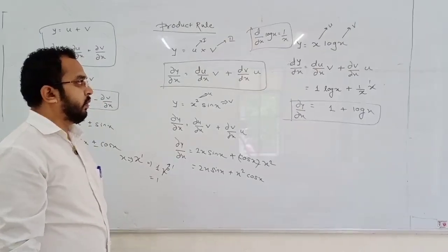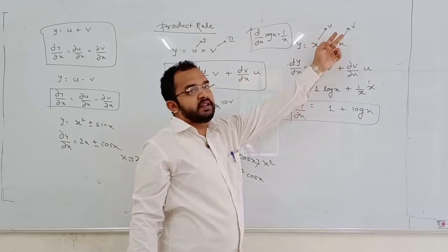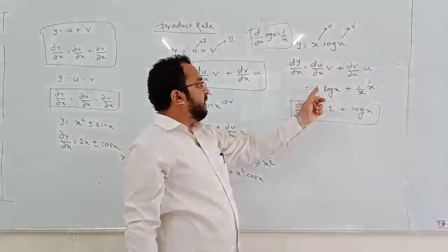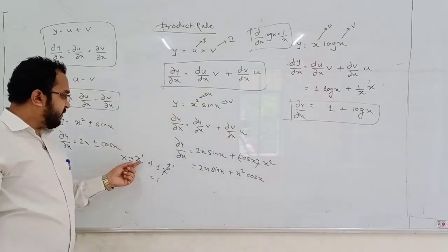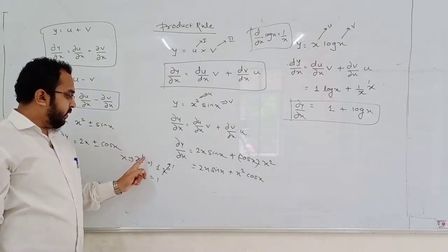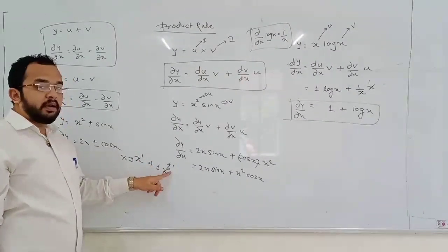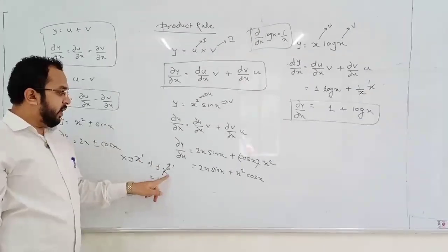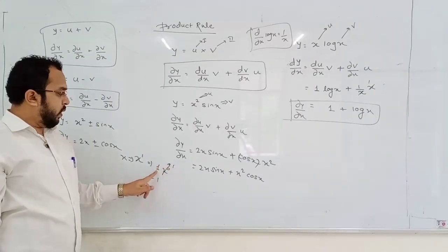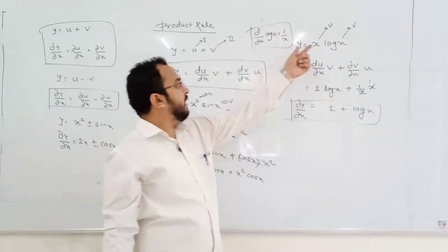Okay, did you understand what we did? x is the first function, log x is the second function. Differentiation of x is 1. How did we do it? x means x to the power 1. Take the power in the numerator, 1, then reduce the power by 1. The new power will be 0, because 1 minus 1 is 0. Any number to the power 0 is 1. 1 into 1 will be 1. So differentiation of x is 1.